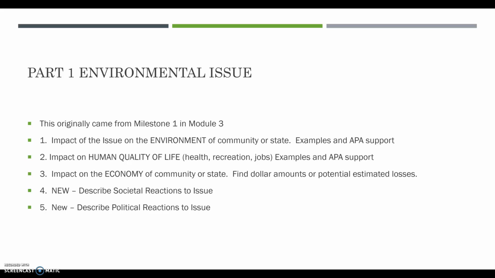The first thing that you should do is describe the impact of the issue on the environment of your community or your state. This should be supported with outside sources in APA format, showing that there is an actual problem that is currently happening in your community or in your state. The second part is talking about the impact that the issue is having on human quality of life. So what is it doing to people's health? Are they not able to go out and recreate like they normally would? Is it affecting their ability to get jobs, or is it impacting their jobs negatively? And there should be some kind of examples in here.